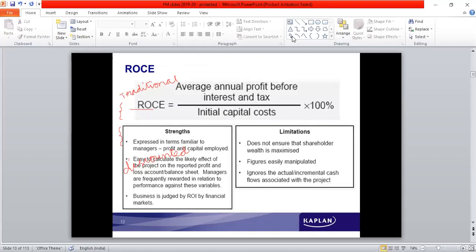Under the traditional techniques, the first one is return on capital employed. In financial terms, it is also written as ARR in some of the financial management textbooks. ARR is the average rate of return, or in some books, the accounting rate of return. So ROCE is equal to average annual profit before interest and tax, divided by the investment amount, the initial capital cost, which is in the denominator.